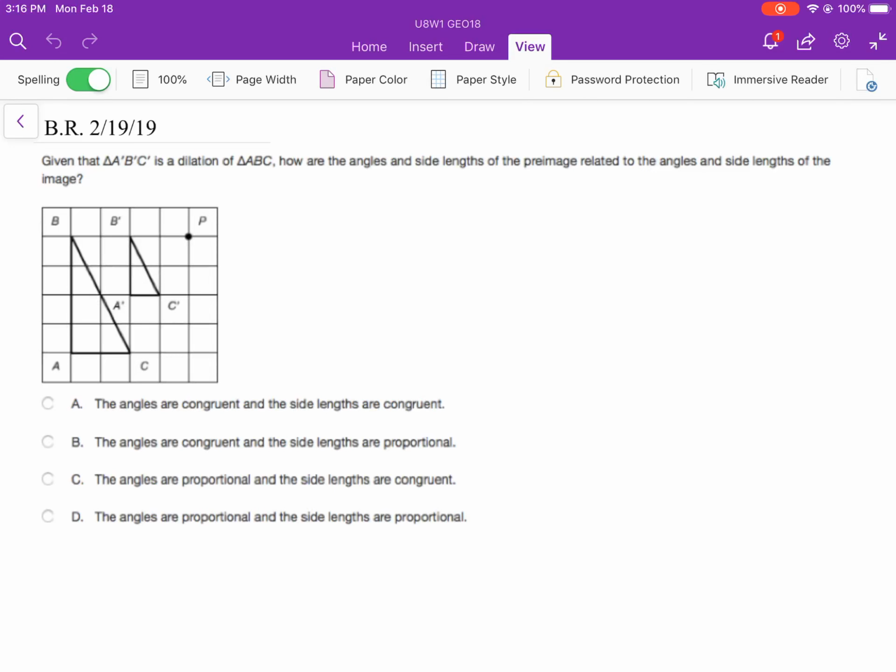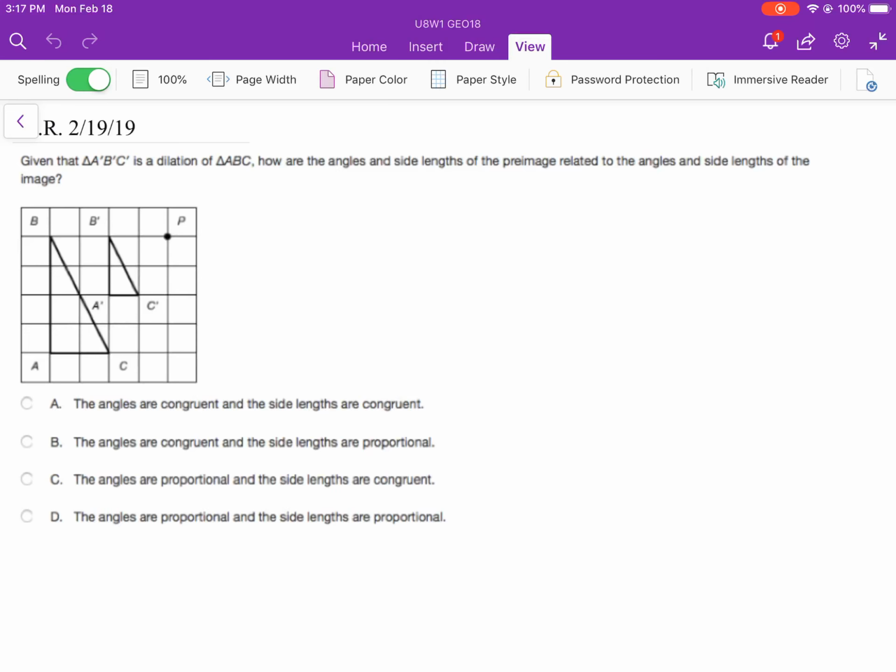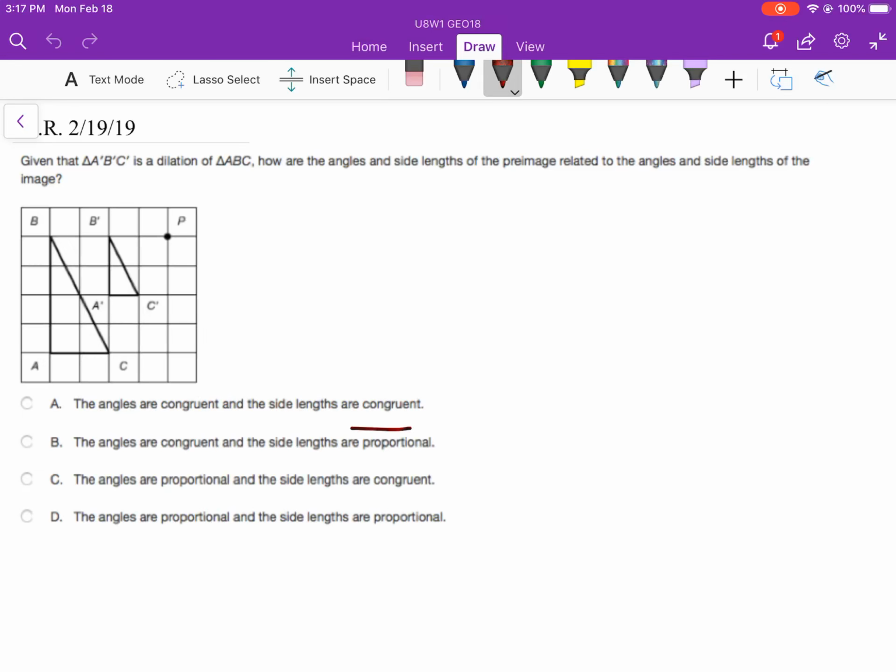So, given this dilation, how do the angles and side lengths compare? Angles are congruent, side lengths are proportional. B.